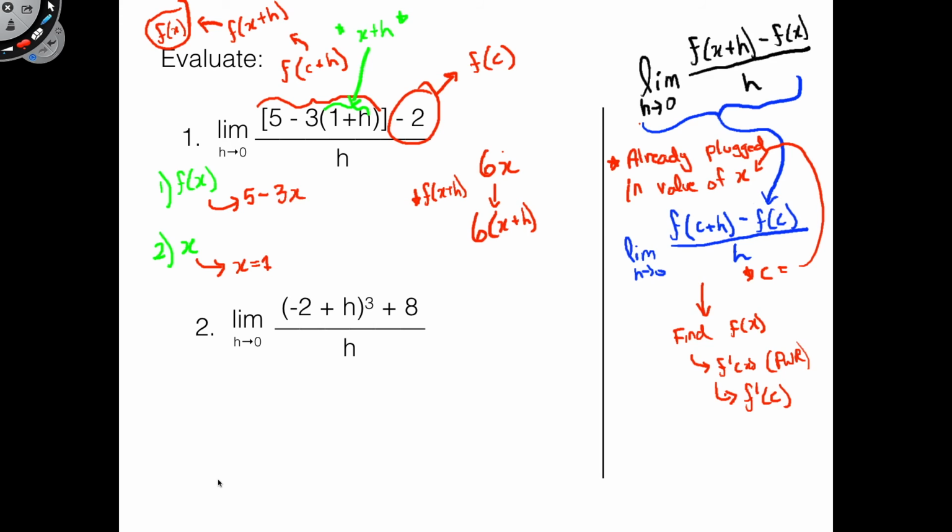Okay? So now we've gone ahead and we've identified the function and the x value. So really, what this question is asking for is to evaluate the derivative of 5 minus 3x at x equals 1. Okay, that's just what it's asking us.